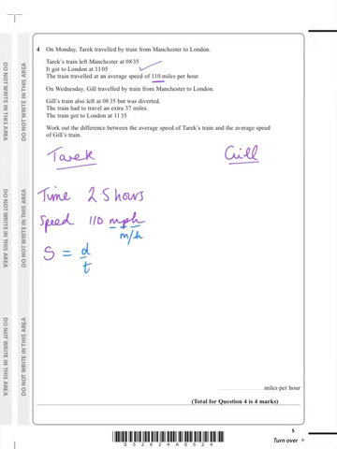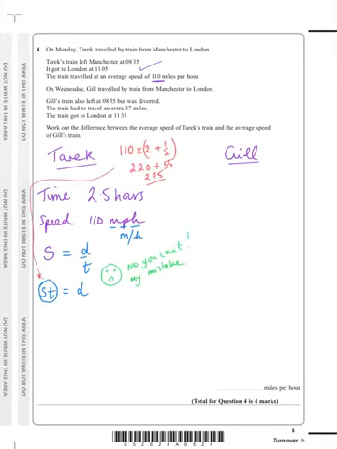Then we can also see if speed is distance over time, if we times both sides of this equation by t, we would have st equals d. So we can find out the distance by doing the speed times the time. So you can use your calculator. If we look at the first one here, for Tarek, we can do 110 times 2.5, and that is 275 miles.